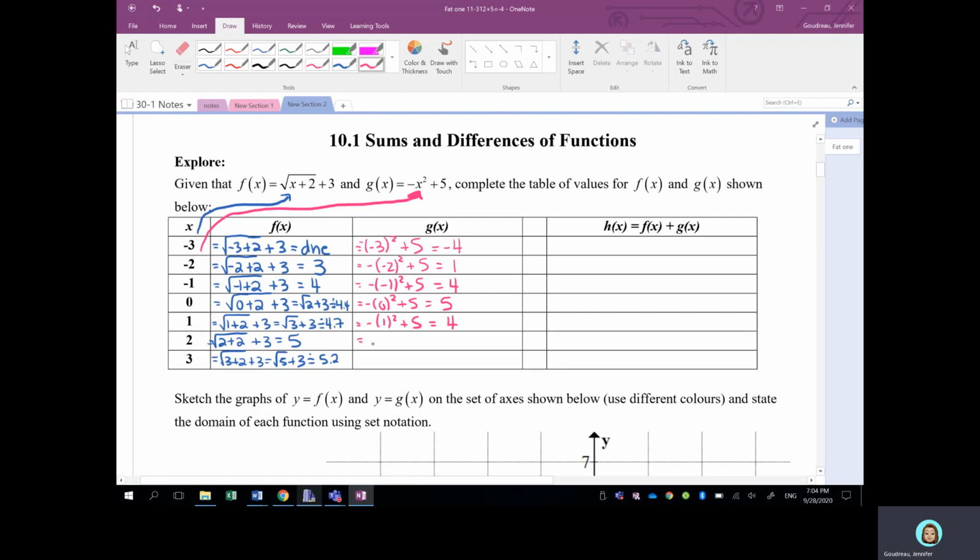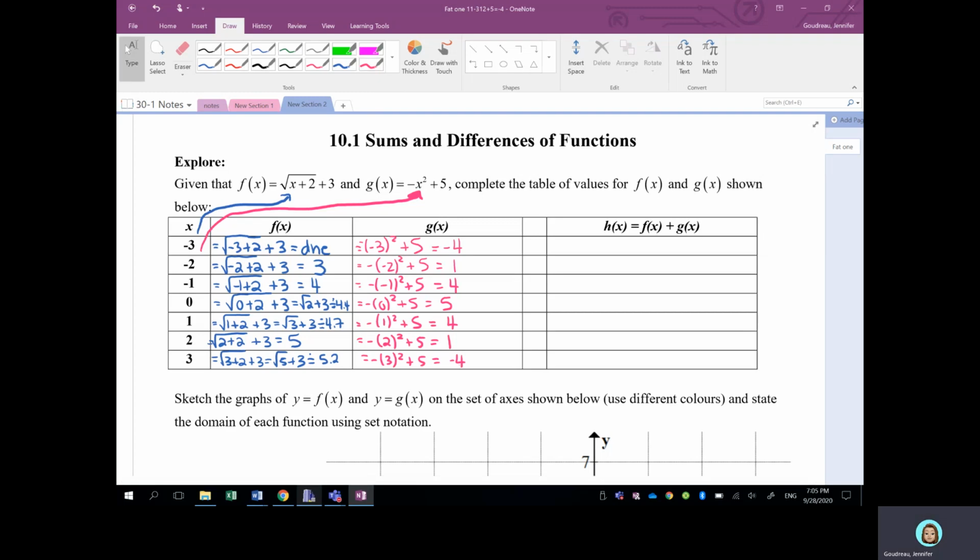Plugging in positive 2: squared is 4, times negative 1 is negative 4, plus 5 is 1. And finally, plugging in 3: 3 squared is 9, times negative 1 is negative 9, plus 5 is negative 4. So there are the y values for g(x).